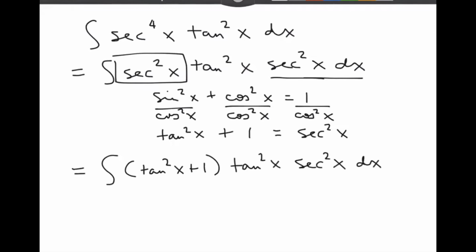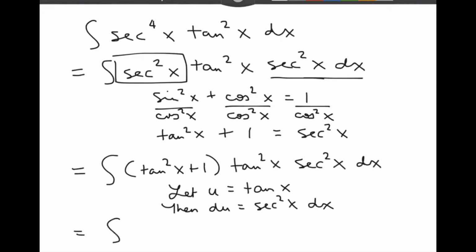And now we're ready to do our substitution. So if we let u equal tangent x, that's going to make du secant squared x dx. And my integral becomes integral u squared plus 1 times u squared du. All right, and that's a nice simple integral. Let's distribute this u squared.